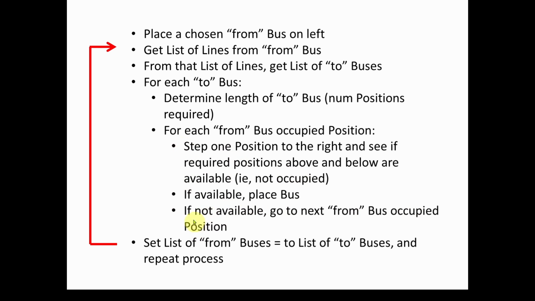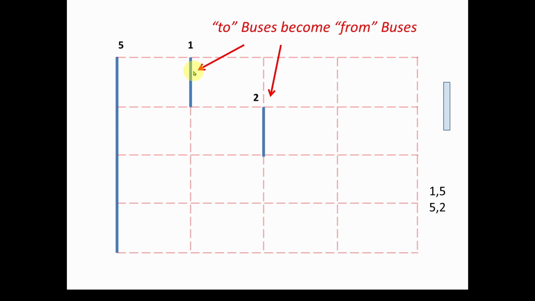Now, once we've got that done, we need to take all of the to buses and make those from buses so that we can start with these. These are already placed. Now we need to go bus 1, what are all its to buses, and figure out how to place all its to buses. And then bus number 2, what's all its to buses? So we have to find the lines from these buses and then place the to buses.